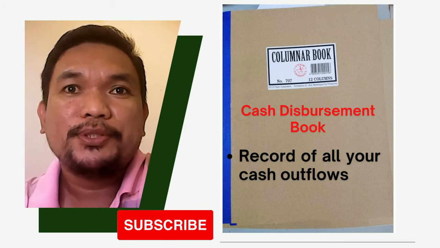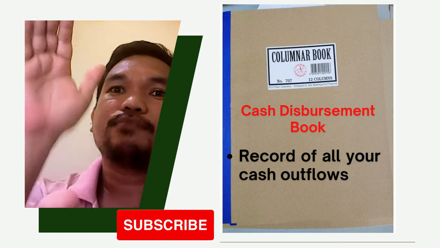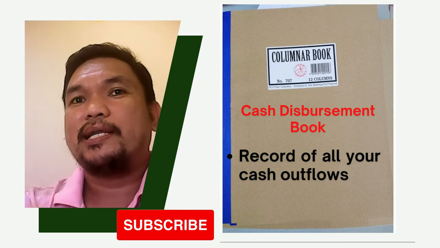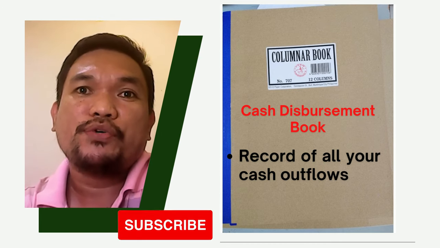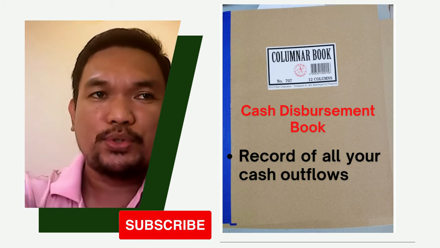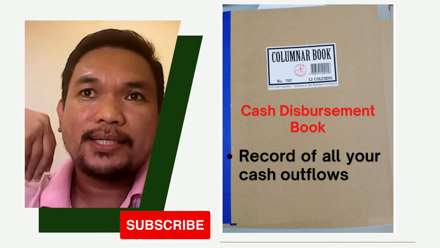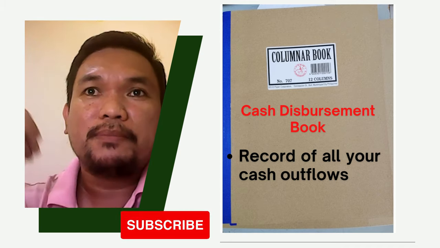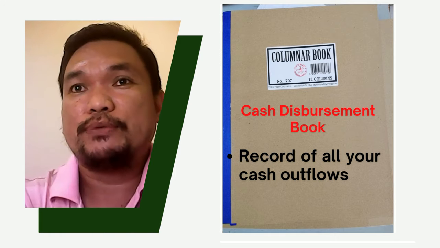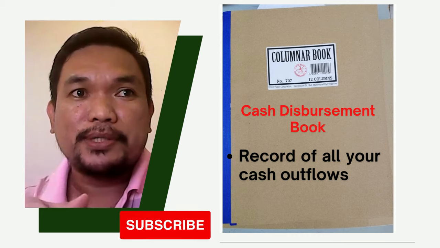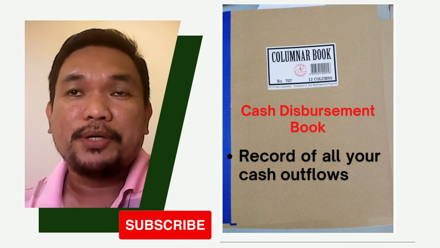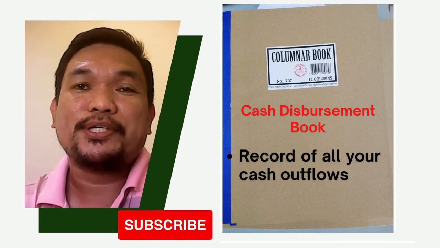And now, pupunta naman tayo ngayon sa cash disbursement book. So, ano yung mga ilalagay natin sa cash disbursement book? Of course, this is record of all your cash outflows. Okay? Kung ano yung mga pera na ginastos mo, ano yung pera na lumabas from you. Of course, these are transactions na ginamit mo yung pera mo. Like, for example, your salary from the rendering of your services to your clients.